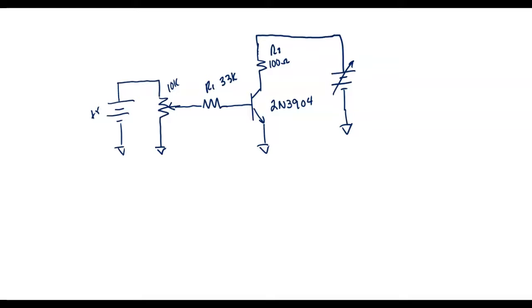So what we're going to do, if you look at the chart, is first of all, we're going to set up a base current. The first base current we're going to use is 50 microamps. The second one we're going to do is 100 microamps. And the third one we're going to do is 150 microamps.